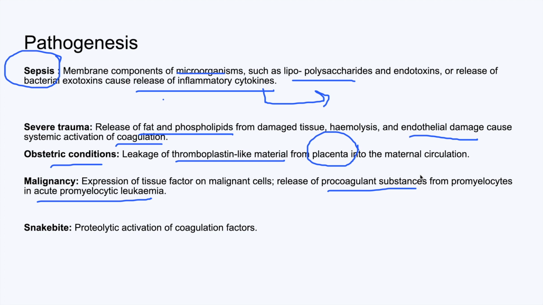So this can also cause your DIC. In snake bite, the reason is different. Snake bite, there is proteolytic activation of the coagulation factors. So if you remember, in intrinsic and extrinsic pathway, what happens? One factor gets proteolytically cleaved to activate another coagulation factor. So what does snakebite do?